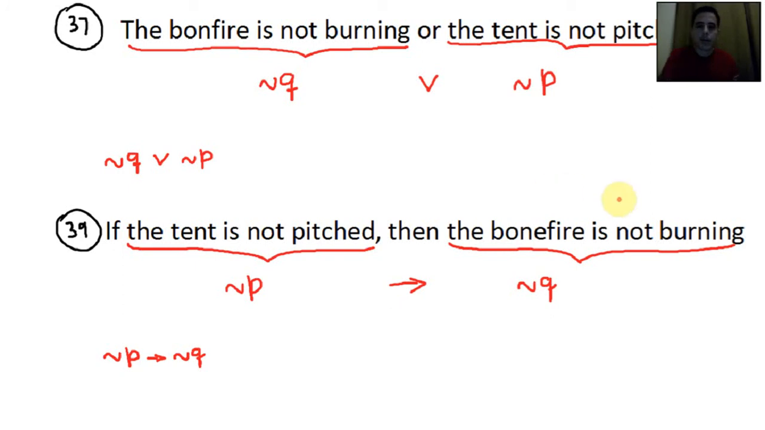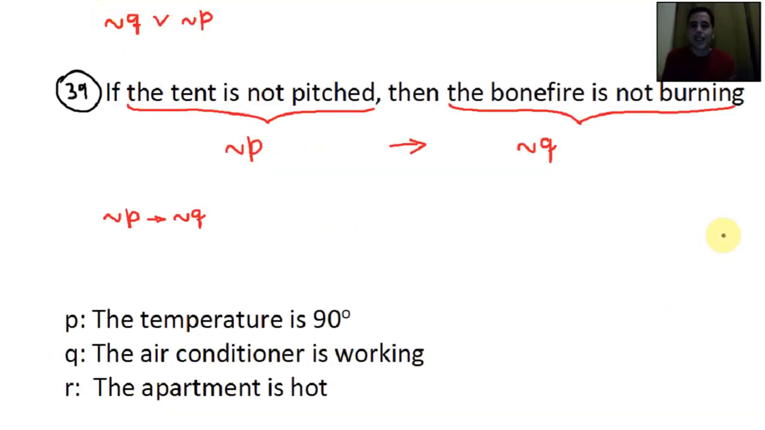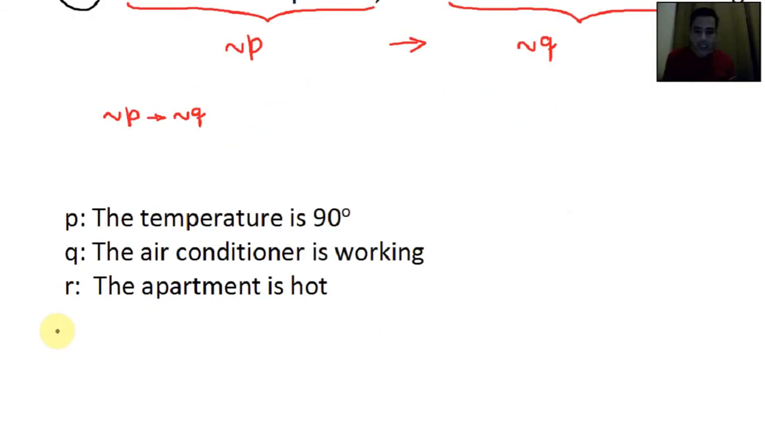Here's another exercise on the same page. Let's try number 57. That's part of the homework. Let me write the exercise here. For exercise 57, we're going to use these three single statements. 57 says: the temperature is 90 degrees and the air conditioner is not working, and the apartment is hot.